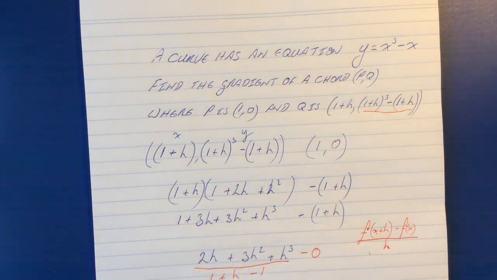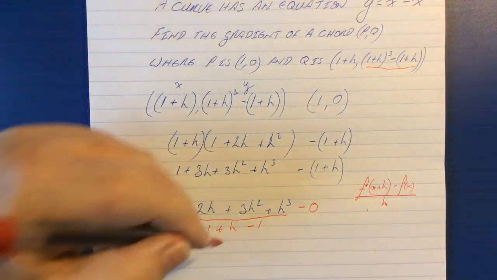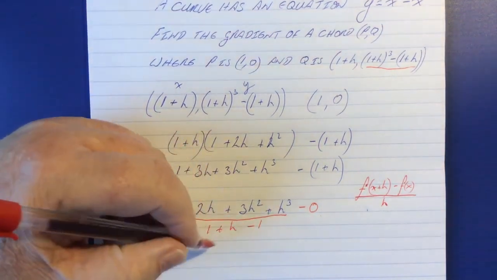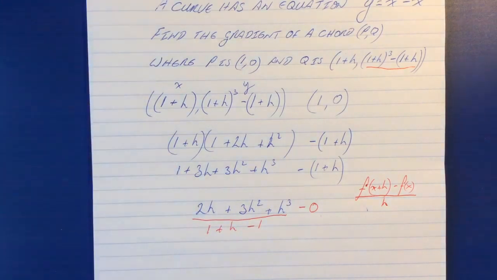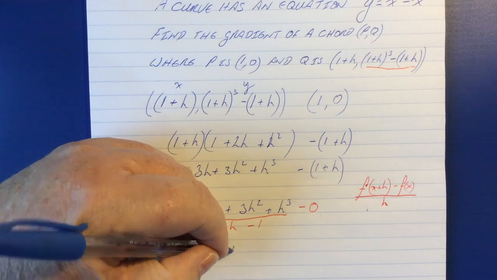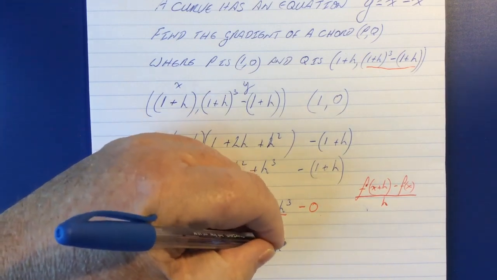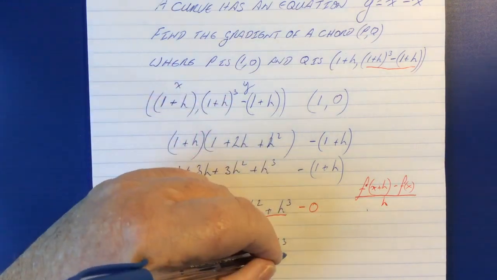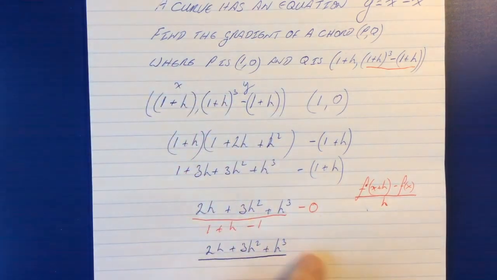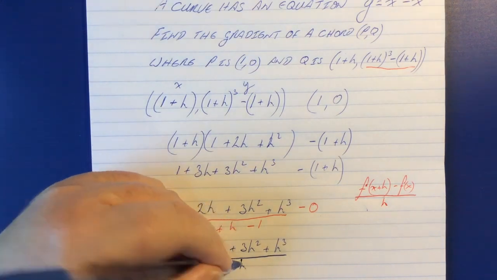Now let's tidy that up. We are very close to getting to a solution for this. So 1 minus 1 is 0. I'll do this in blue. 2h plus 3h squared plus h cubed minus 0 is, of course, nothing. It makes no difference. This is all over h.